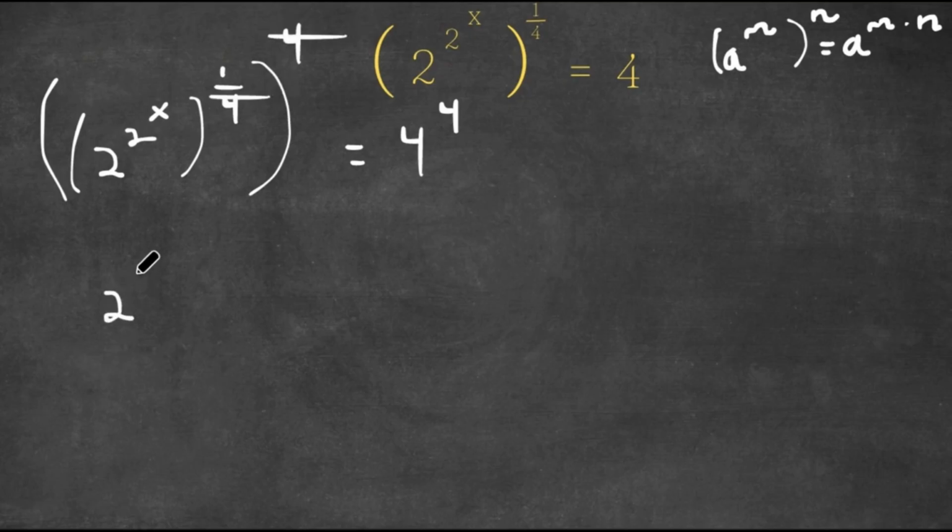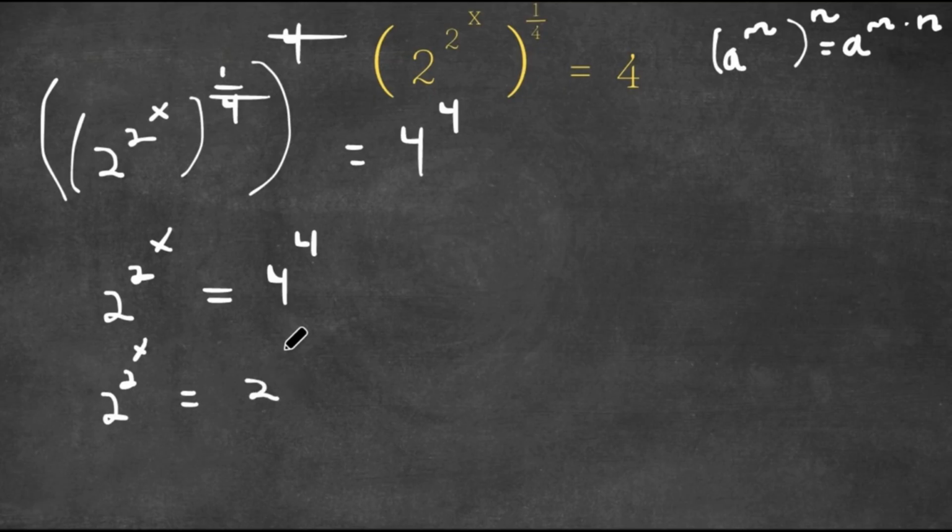So now we have 2 to the power of 2 to the power of x is equal to 4 to the power of 4. Now I'm going to rewrite 4 as 2 squared. So now we have 2 to the power of 2 to the power of x is equal to 2 squared to the power of 4. Now remember again, if we have something in the form a to the power of m to the power of n, this is equal to a to the power of m times n.